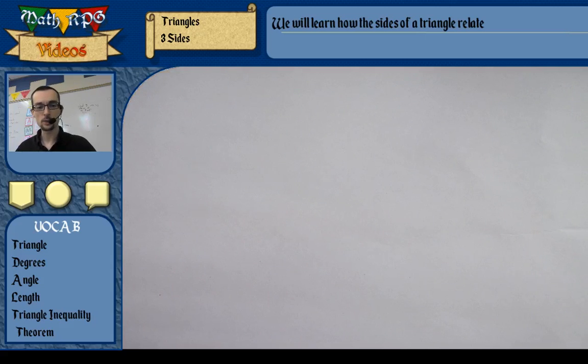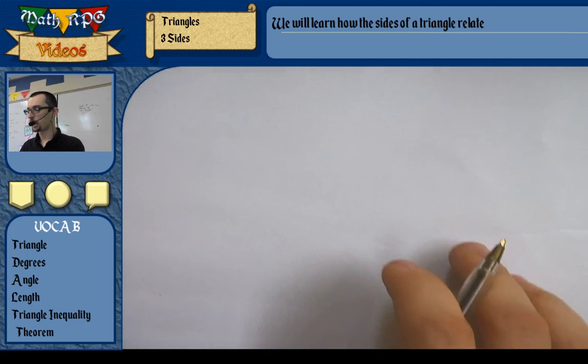All right, in video 1 of the series, we learned about how the three angles of a triangle relate, and that is all three have to add up together to get 180 degrees. Today we'll talk about the three sides of a triangle and how they relate. So to begin with, let me give you an imaginary triangle here.